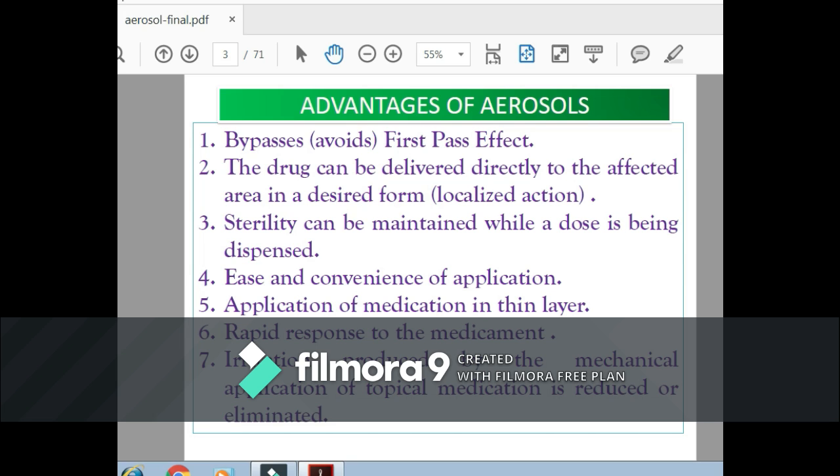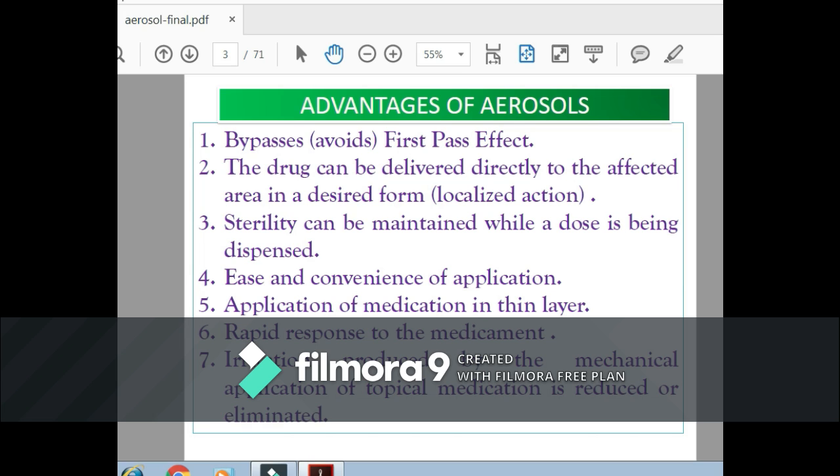Another advantage is that it is very easy and convenient for application. For the topical purpose, we just have to press the button on top of the aerosol container, and it will spread your drug on your skin. So no need to rub or apply with your finger. So it is very easy to apply your drug in the case of topical use, as well as when taking through the nasal route, you just have to press the button and you will get the required amount of the drug through the nasal cavity, or onto your skin.